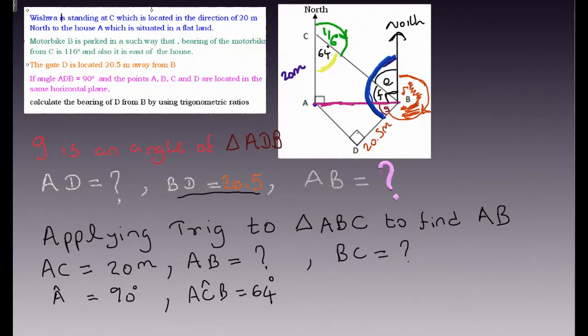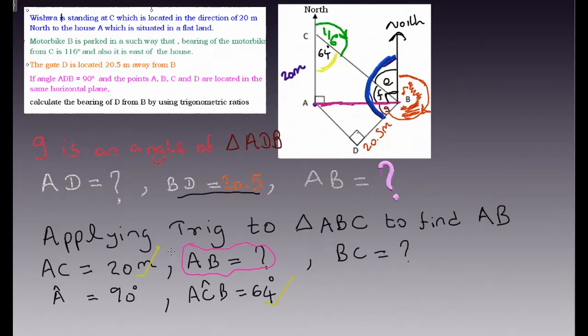What's our goal? Goal is to find AB, and we know one length and one angle. If you know one length and one angle of a right angle triangle, you can use trigonometry to find missing lengths. What's the missing length you are trying to find out? The pink one, that's AB. This is our goal. We are trying to find AB.